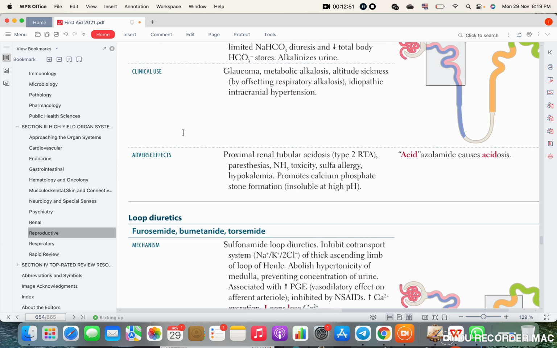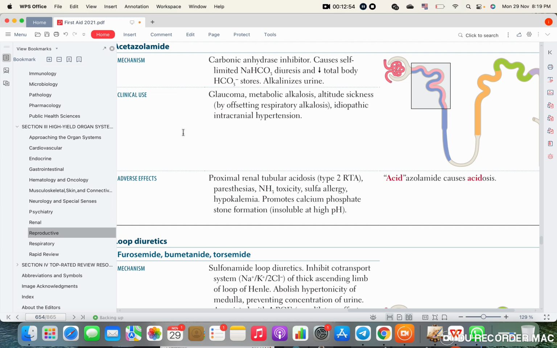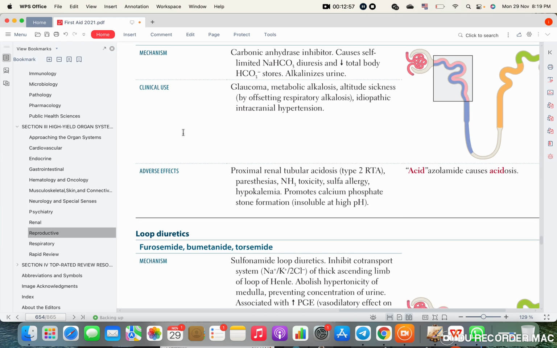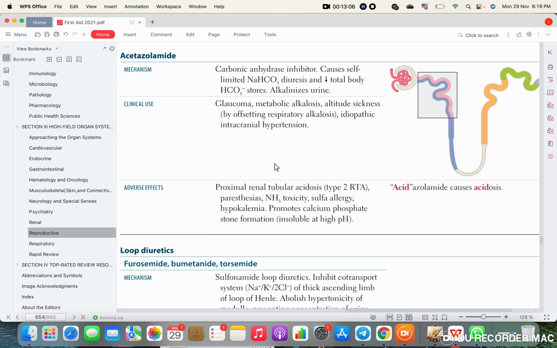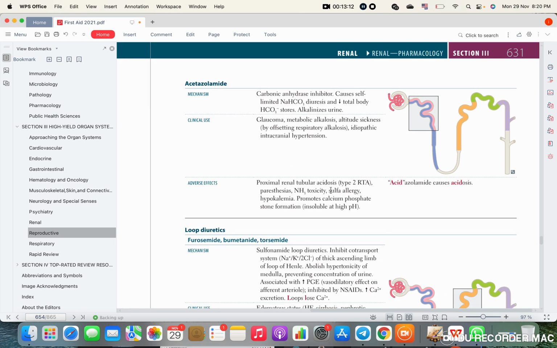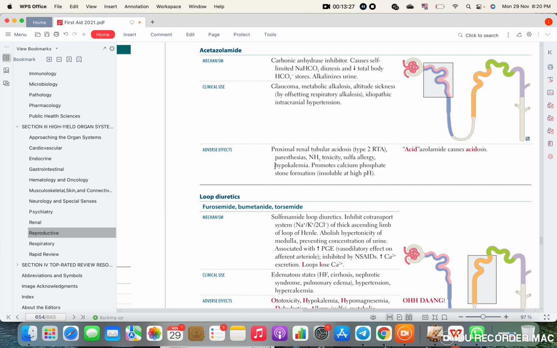Okay, so the adverse effect is proximal renal tubular acidosis, which is a type 2 RTA due to dysfunction of the basically PCT. Yes? Also, these patients can develop paresthesia because of loss of some electrolytes, NH3 toxicity, also because of poor reabsorption, and sulfa allergy as well. Keep in mind that all diuretics are sulfa drugs except one, okay? And also they have hypokalemia as well because you are losing it in the urine. It promotes calcium phosphate stone formation.